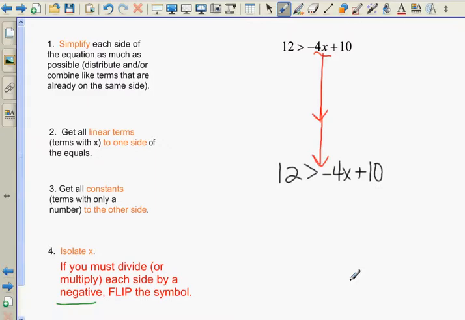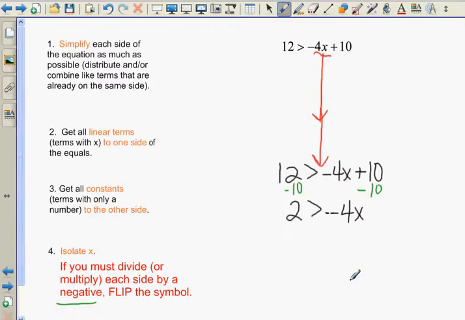All right, so constants to the same side. Since x's are on the right, we want to move constants to the left. So this 10 needs to go, which leaves us with 2 greater than negative 4x. Oh, I don't know why that skipped. There we go. Negative 4x. Then, last step would be to isolate x. We're down to step 4.